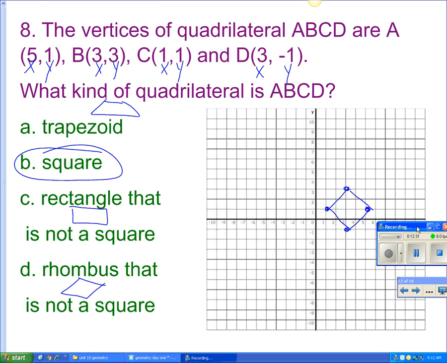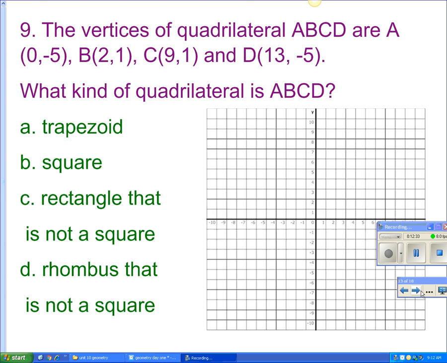All right, next one. Number 9, the vertices of quadrilateral ABCD are A (0, negative 5), B (2, 1), C (9, 1), and D (13, negative 5). What kind of quadrilateral is ABCD? All right, so Riley K, how are we going to work this one out? We're going to graph it.